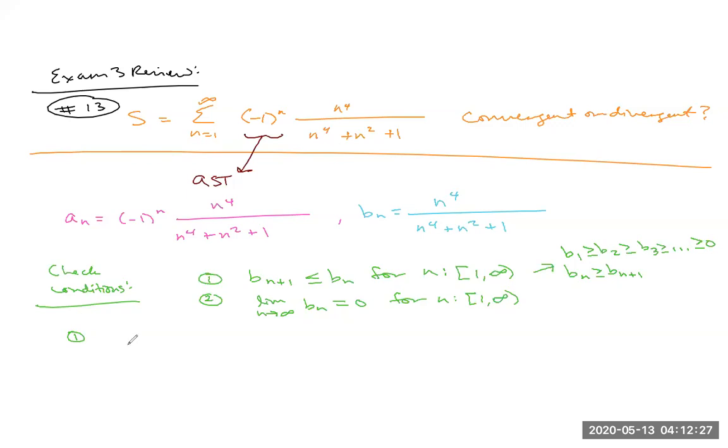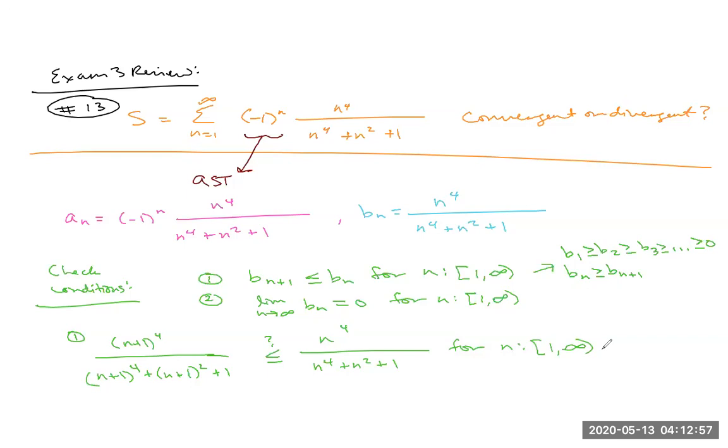So here we have (n plus 1)^4 divided by (n plus 1)^4 plus (n plus 1) squared plus 1. We want to know if that is less than or equal to n^4 over n^4 plus n squared plus 1 for n within these bounds.